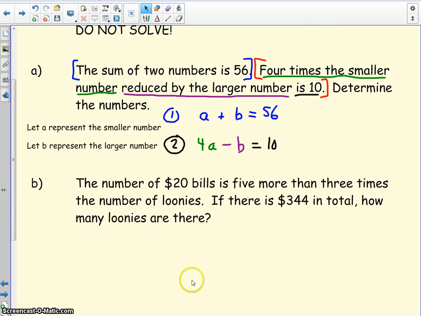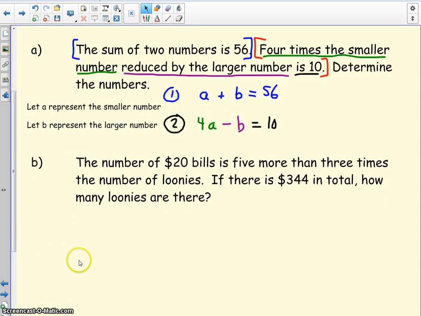We're told the number of $20 bills is 5 more than 3 times the number of loonies, and there's $344 in total. It asks how many loonies are there, but we still have two unknowns: the number of loonies and the number of $20 bills. So you can start by defining your variables, try and create your equations, and push play when you're ready to go through the answer.